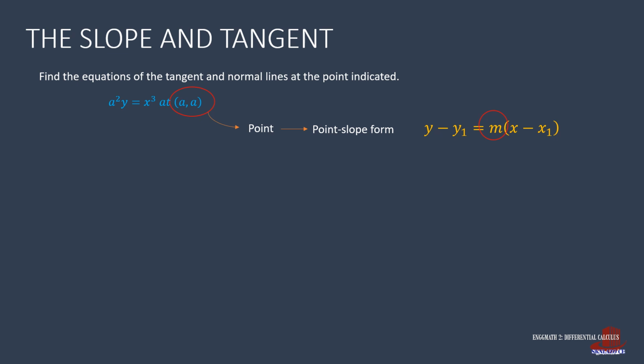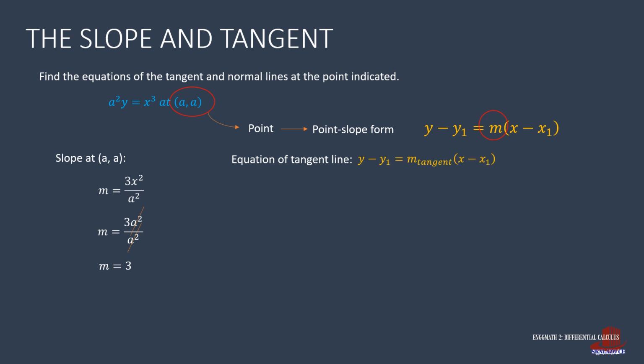Next is to look for the slope at the point with coordinates (a, a). As m is 3x squared over a squared, plug a in for x, thus having 3a squared over a squared, canceling out the a's and leaving m as 3. With the slope determined, we can now look for the equation of the tangent using the point-slope form.